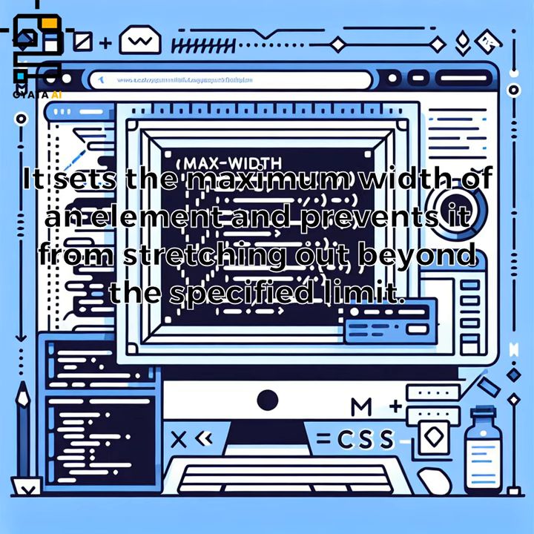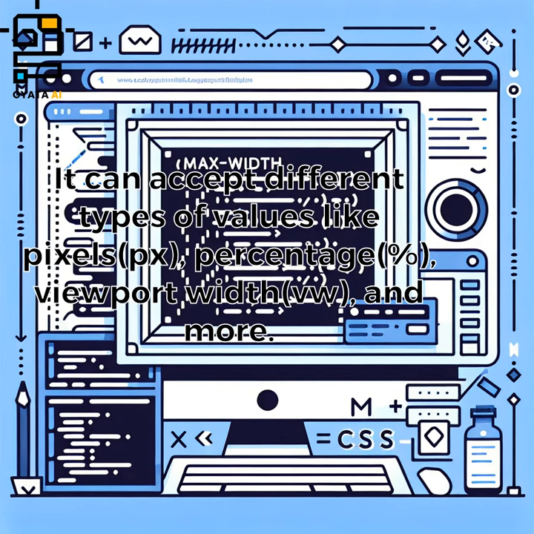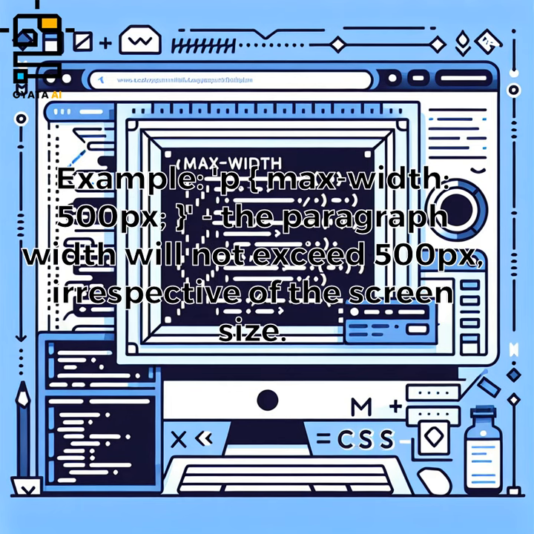It sets the maximum width of an element and prevents it from stretching out beyond the specified limit. Max width is used to maintain the readability and structure of the content on different screens. It can accept different types of values like pixels (px), percent (%), viewport width (vw), and more. Example: p { max-width: 500px; }. The paragraph width will not exceed 500 px, irrespective of the screen size.